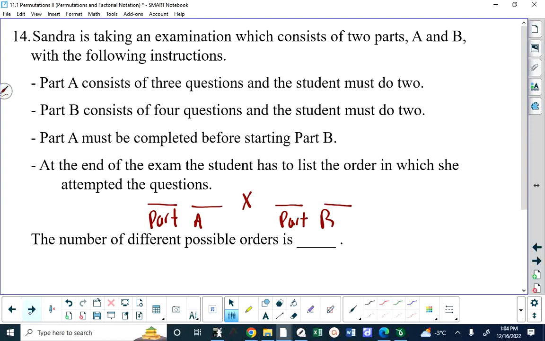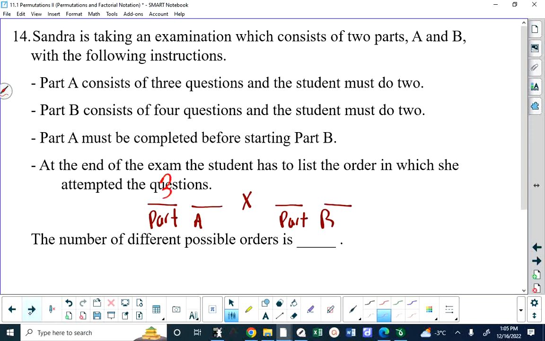If she had the option of doing part B completely, then part A, we would find an answer and double it. Okay? If she just had to do 2 from part A and 2 from part B, and who cares, she could dance around from A to B, it's a totally different question. Okay? But the bottom line is there are a total of 3 questions in part A.